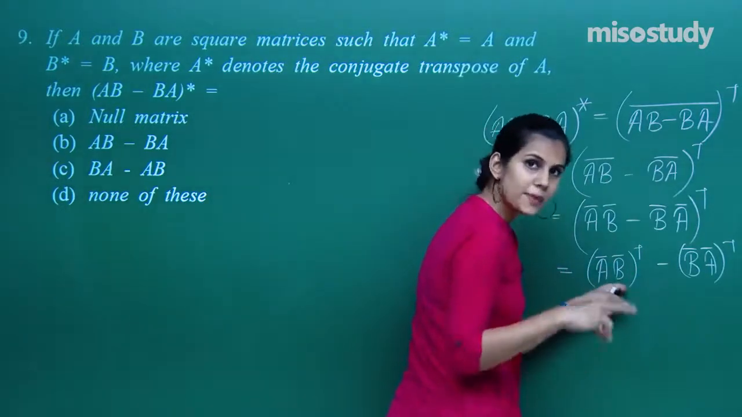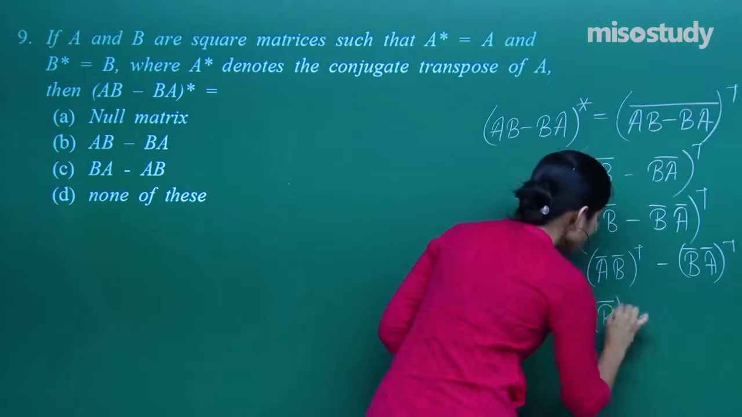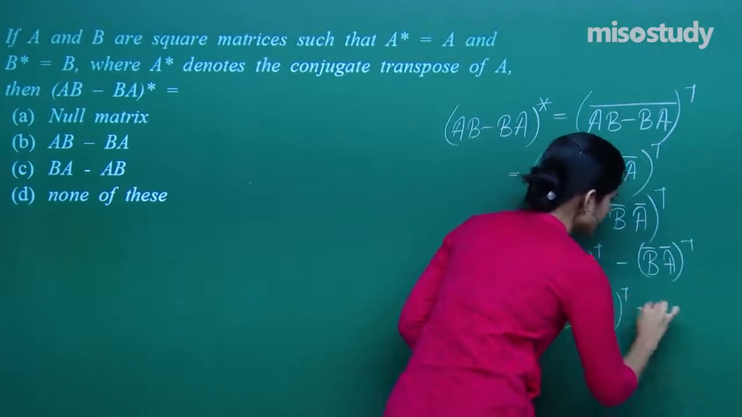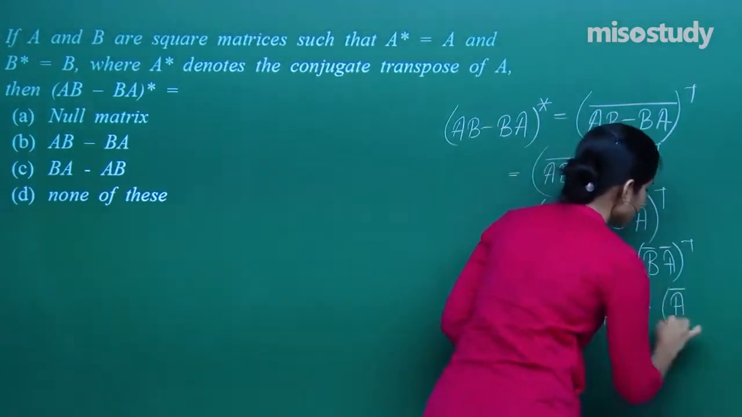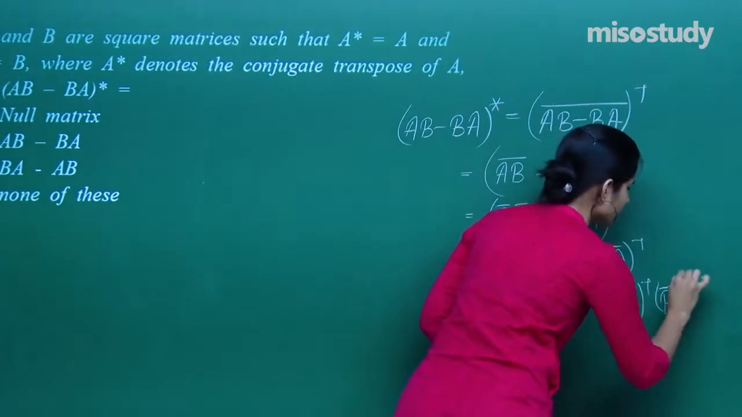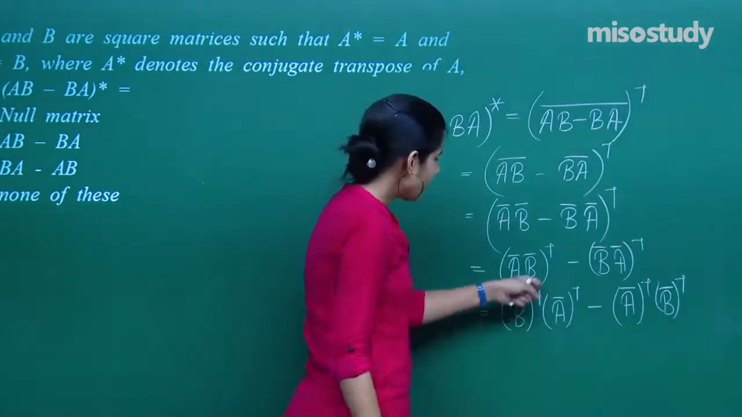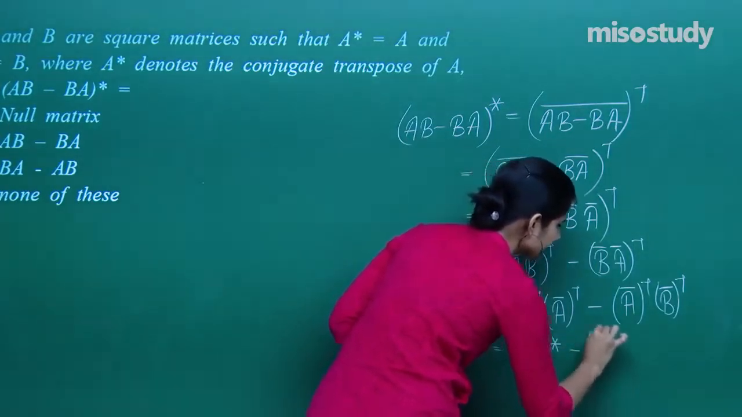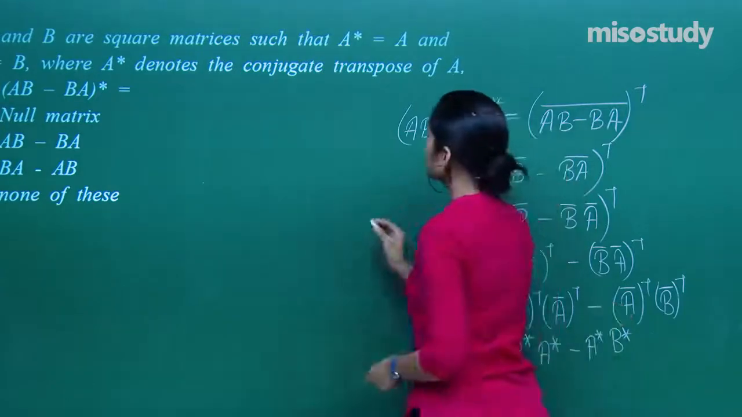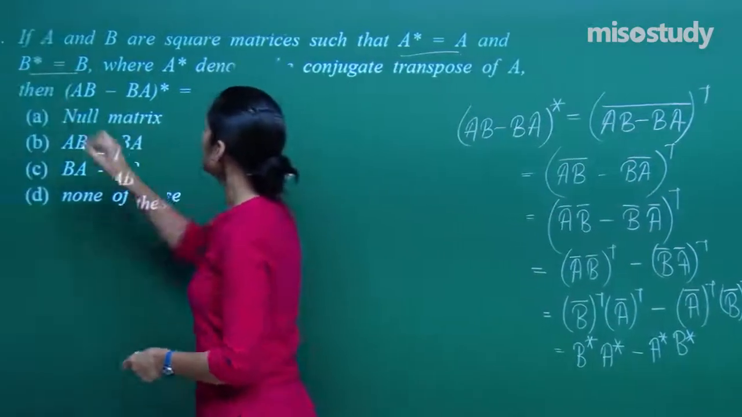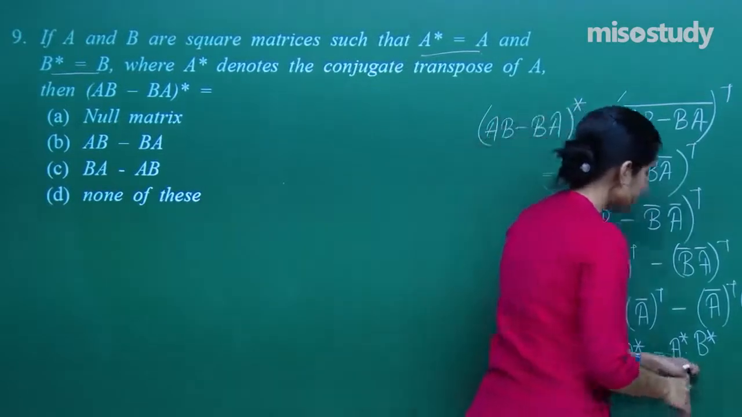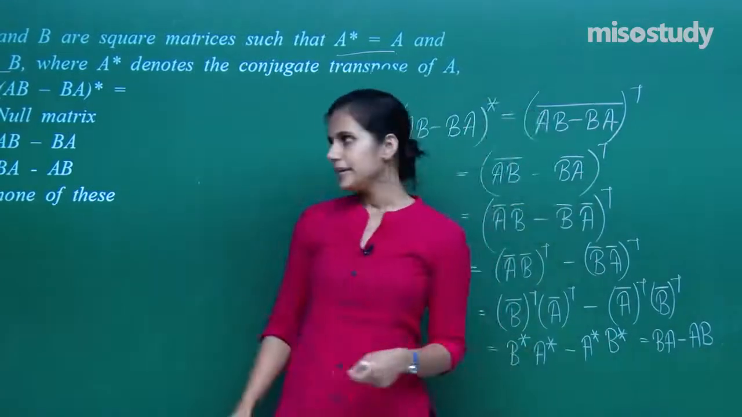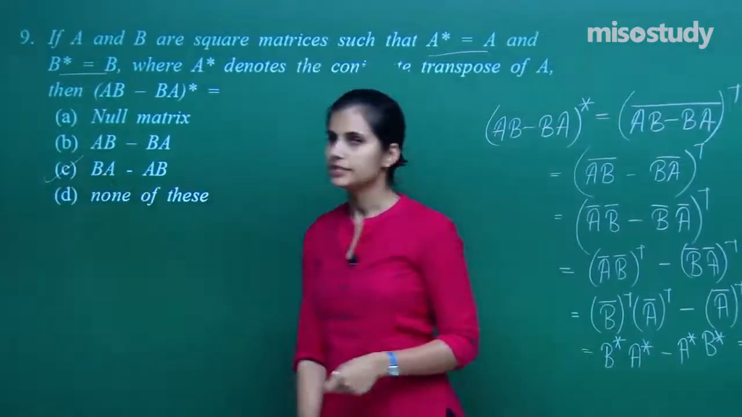Then over here again the property of transpose is used. B conjugate transpose, now this is going to come first, A conjugate transpose next, minus again reverse order, A conjugate transpose, B conjugate transpose. This is tranjugate of B, so this is B star, A star minus A star, B star. A star is given to be A, B star is given to be B, you get BA minus AB. BA minus AB, which is option number C.